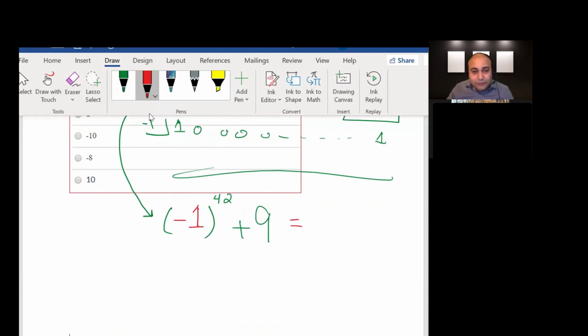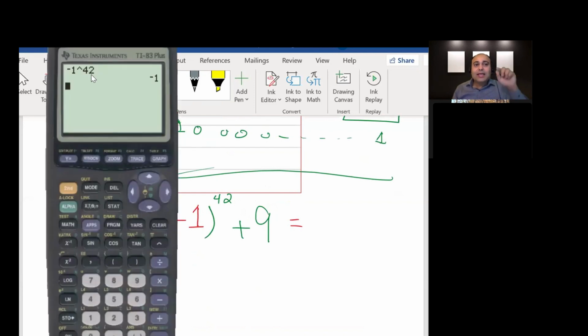You're saying find -1 to the power of 42, which means you're telling the calculator to find 1 to the 42nd power, and then multiply by negative. That's exactly what you're telling the calculator, which is not true. So 1 to the power of 42 is 1, and then you put the negative. One more time, you're telling the calculator to find 1 to the power of 42, which is 1 times 1 times 1, 42 times, which is 1, and then multiply by -1.